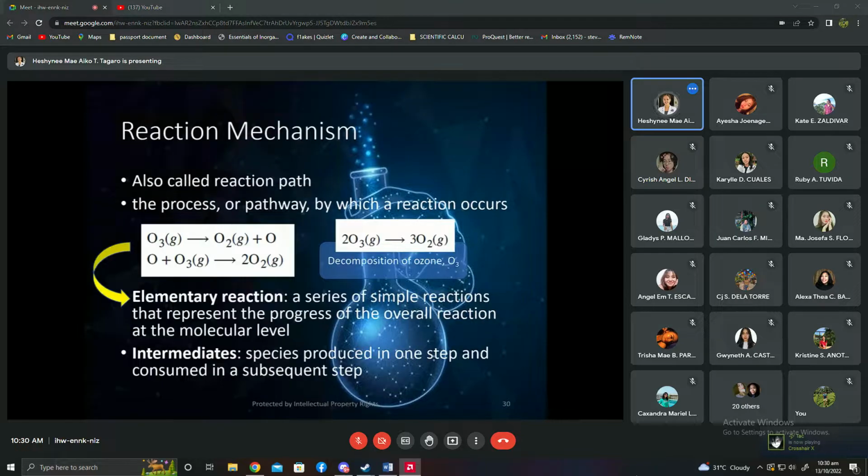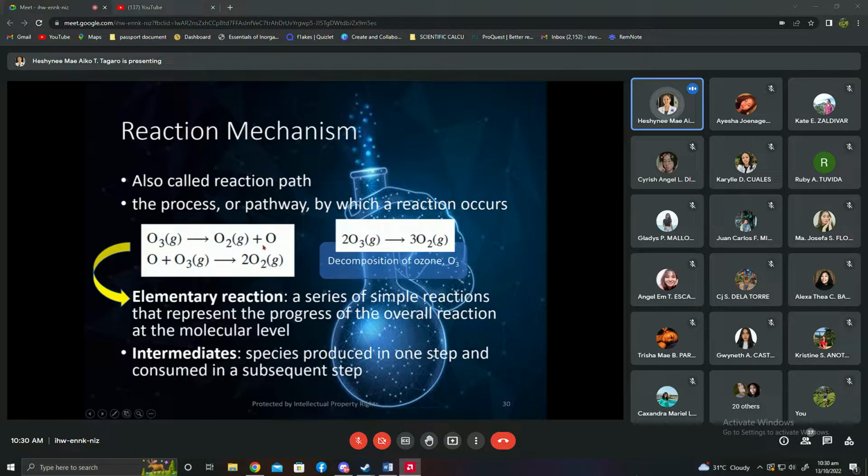Elementary reactions occur exactly as they are written and cannot be broken down into simpler steps. Notice that the oxygen atom produced in the first step of the mechanism is consumed in the second step and therefore does not appear as a product in the overall reaction. So ano ang ginamit ng oxygen atom? So you look at the steps here. So the one above is the first step.